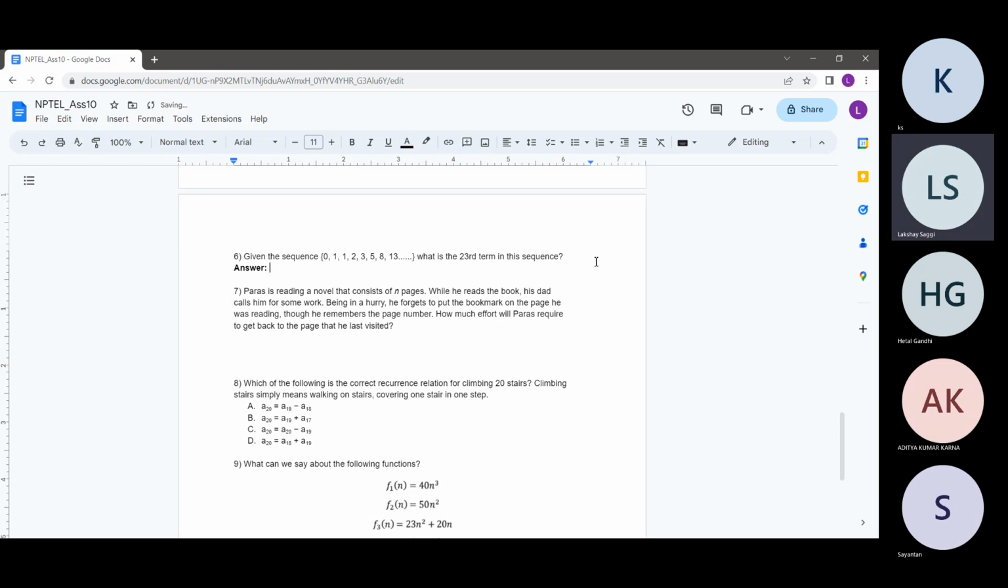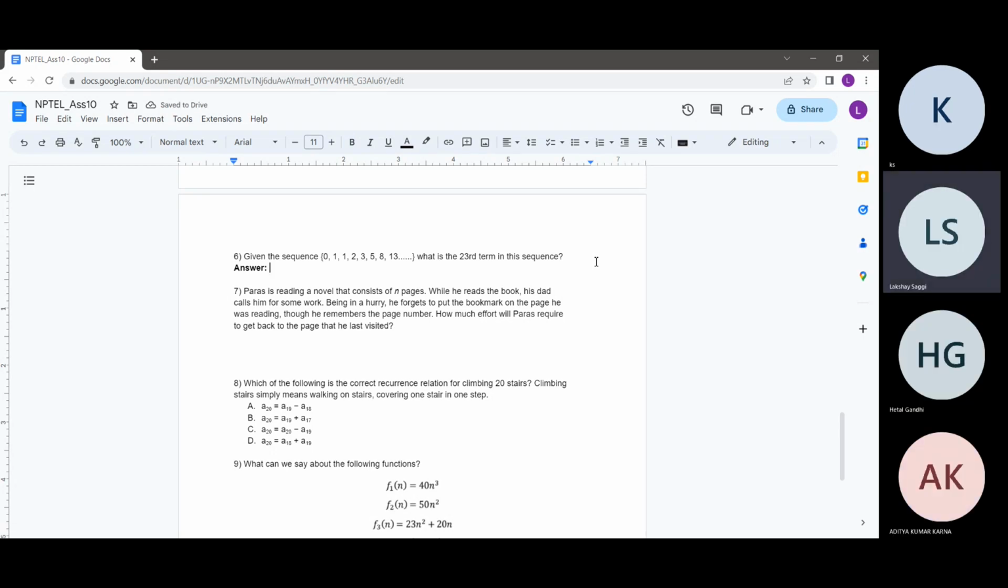Okay, so the sixth question was: given the sequence 0, 1, 1, 2, 3, 5, 8, 13, and so on, what is the 23rd term in this sequence? So this is what the question is asking. First of all, to find the 23rd term, we need to identify the sequence, since the 23rd term has not been explicitly given to us.